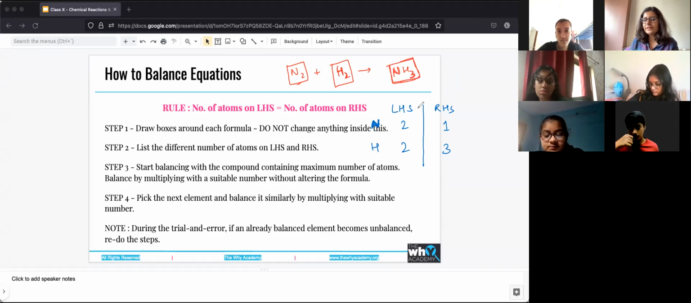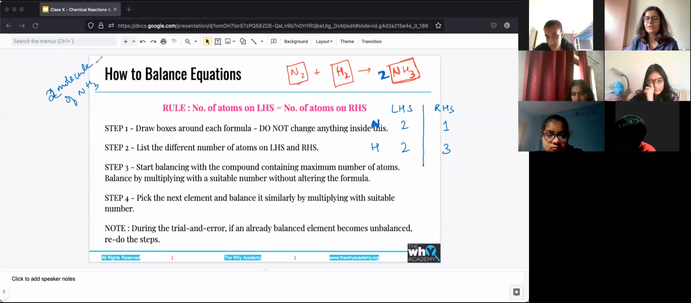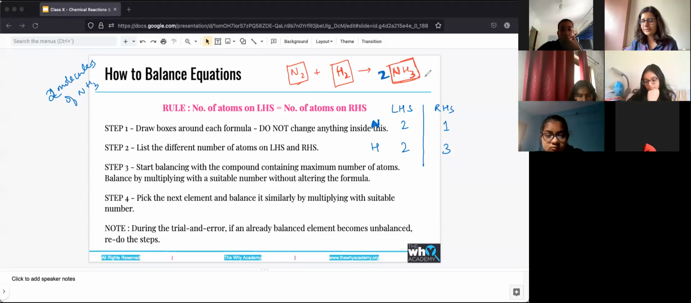2. So instead of multiplying only nitrogen by 2, you're basically multiplying this whole box by 2. So that's the reason for the boxes. You're not changing the formula. If you multiply it with a certain number, you're multiplying the whole thing. So essentially, if there is no number, it means there is 1 molecule of NH3, ammonia. And by putting this 2 here, you're basically saying there are 2 molecules of NH3 now. So both nitrogen and hydrogen get multiplied. Okay, so now nitrogen got equalized. This 1 is removed and this became 2.